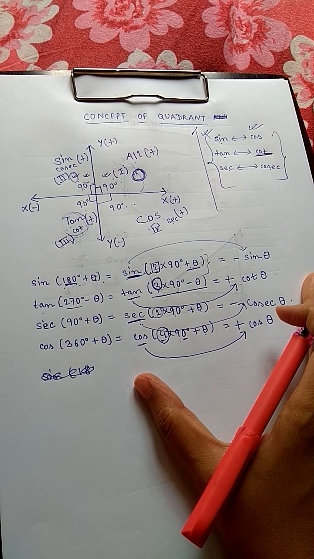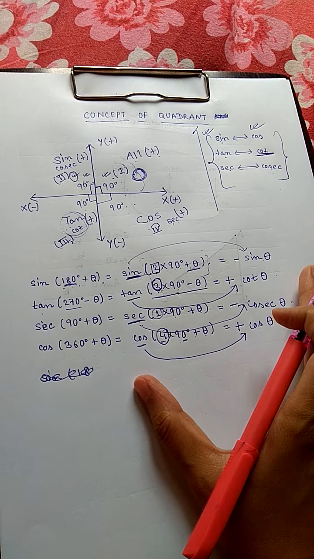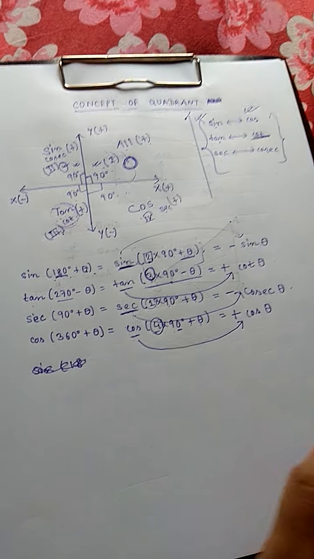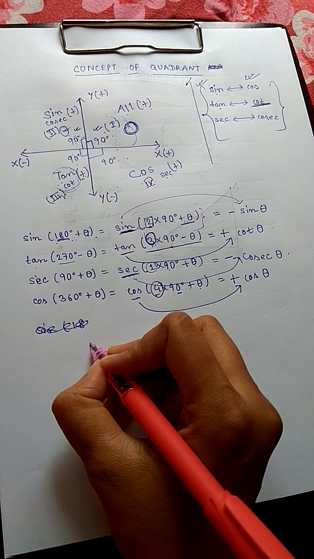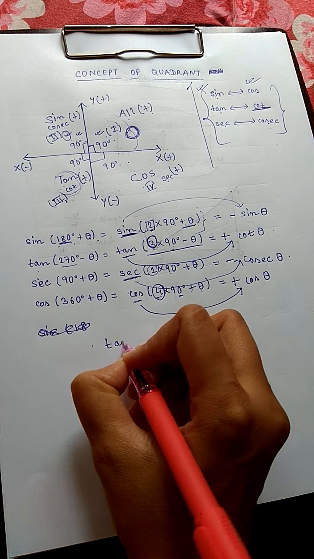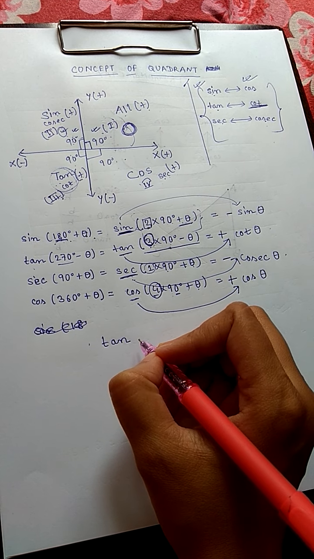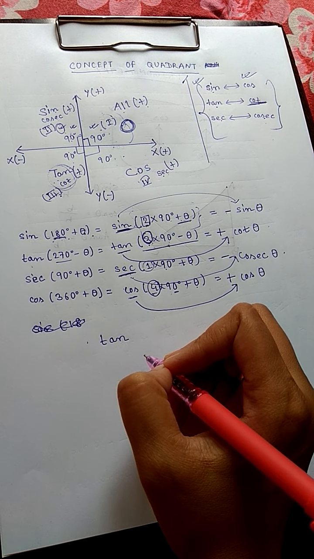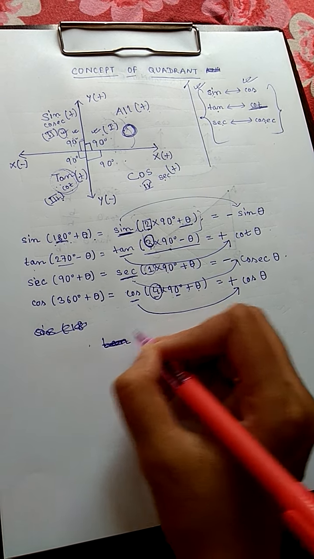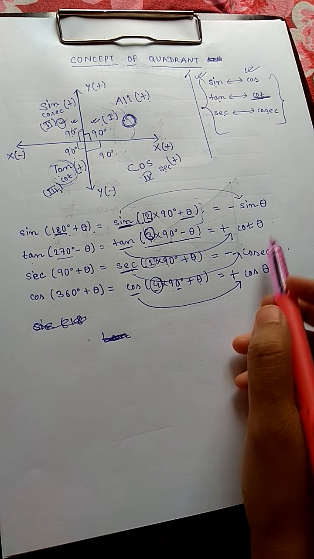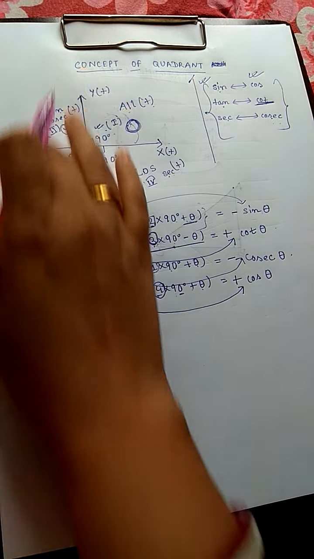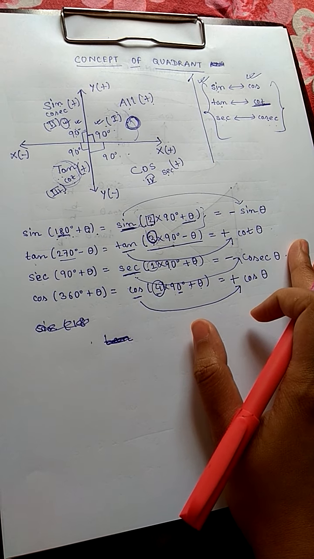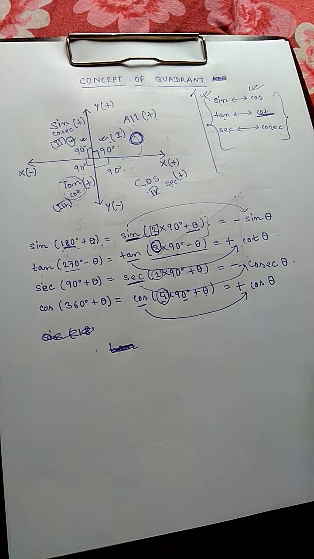Likewise, we can find the value of any angle of any trigonometric ratio. Suppose in your chapter there is a sum where we get tan and we have to find some direct value. Let me explain that in the next video itself. So this is the complete concept of quadrant, with the help of which we can find any angle of any trigonometric ratio.